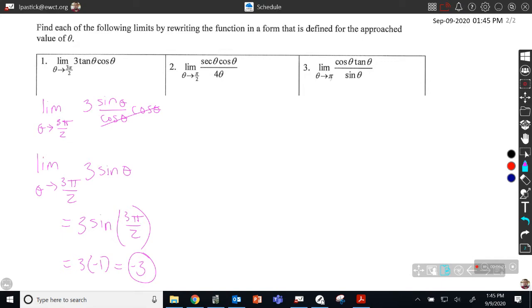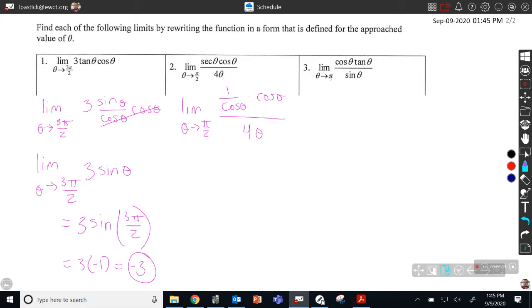So secant, I don't know if you remember from last year. Secant is the reciprocal trig function for cosine. So secant can be rewritten as 1 over cosine. So let's check it out and see if that helps us at all. So we have the limit as theta approaches pi over 2 of 1 over cosine theta times cosine theta over 4 theta. It already looks wonderful to me.